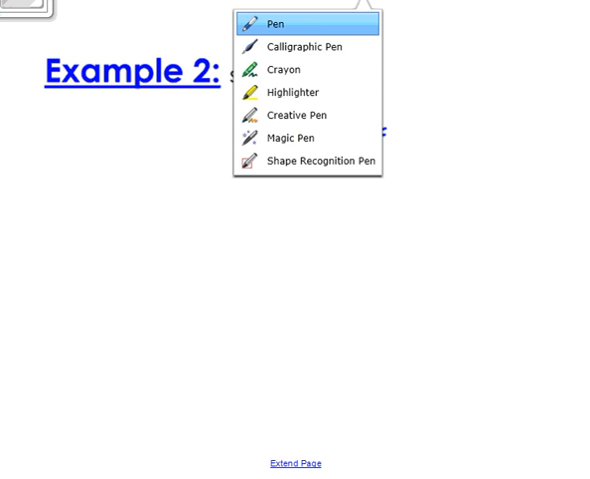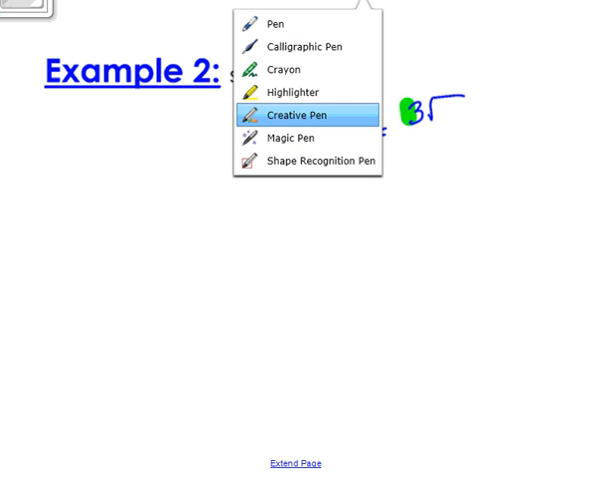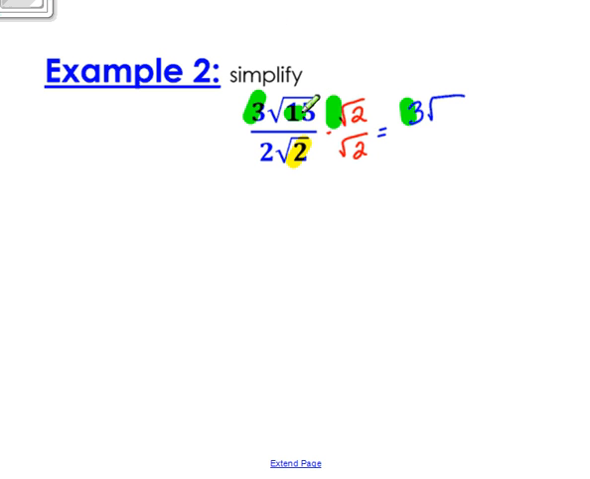So 3 is an outside number, and there's not an outside number here. So when I multiply straight across the top for my fraction, I will get 3 as my outside number. Then I can multiply insides with insides. So I would multiply 15 and 2, and that will give me 30. All I did was insides with insides, outsides with outsides.